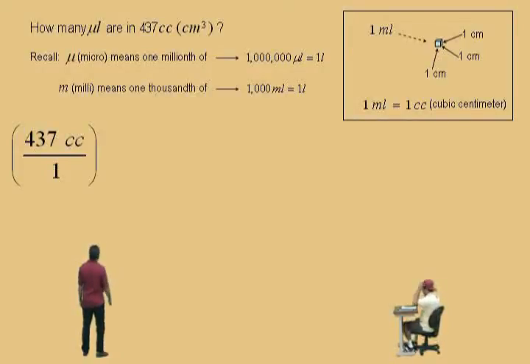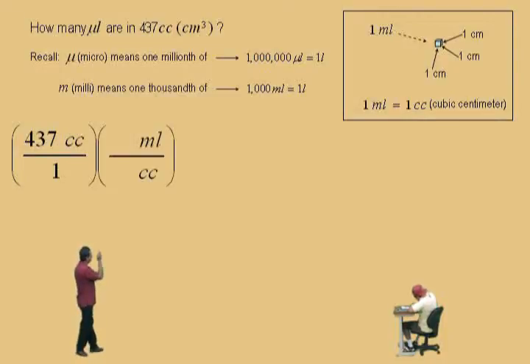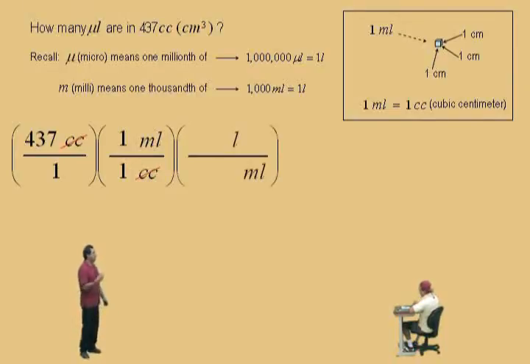So here we go. 437 cc over 1, 437 cubic centimeters over 1. Notice here in our conversion factor, we put cubic centimeters on the bottom, milliliters on top. 1 milliliter is actually equal to 1 cubic centimeter. So centimeters cancel out, our units are in milliliters. Okay, Charlie. Now, what do we do next, Charlie? Convert to liters. Convert to liters, that's right. We put milliliters on the bottom, liters on top. 1 liter is equal to 1,000 milliliters. Milliliters cancel out.